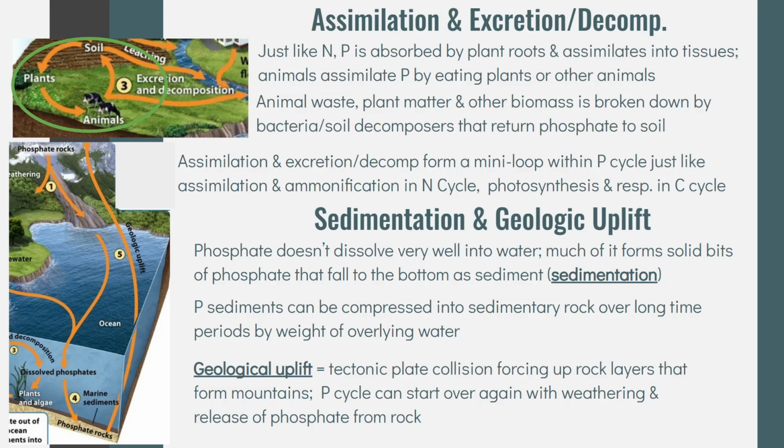The act of forming phosphate sediments that settle to the bottom of a body of water over time. And what we can see is that the weight of the water above those phosphate-containing sediments will compress those sediments into sedimentary rock, like limestone or sandstone. Geological uplift, then, is the process where tectonic plates collide and force new rock layers up to form mountains. And this allows new rock to be exposed to elements like wind and rain, which then starts the weathering of phosphorus. We're basically back at the beginning of the cycle.